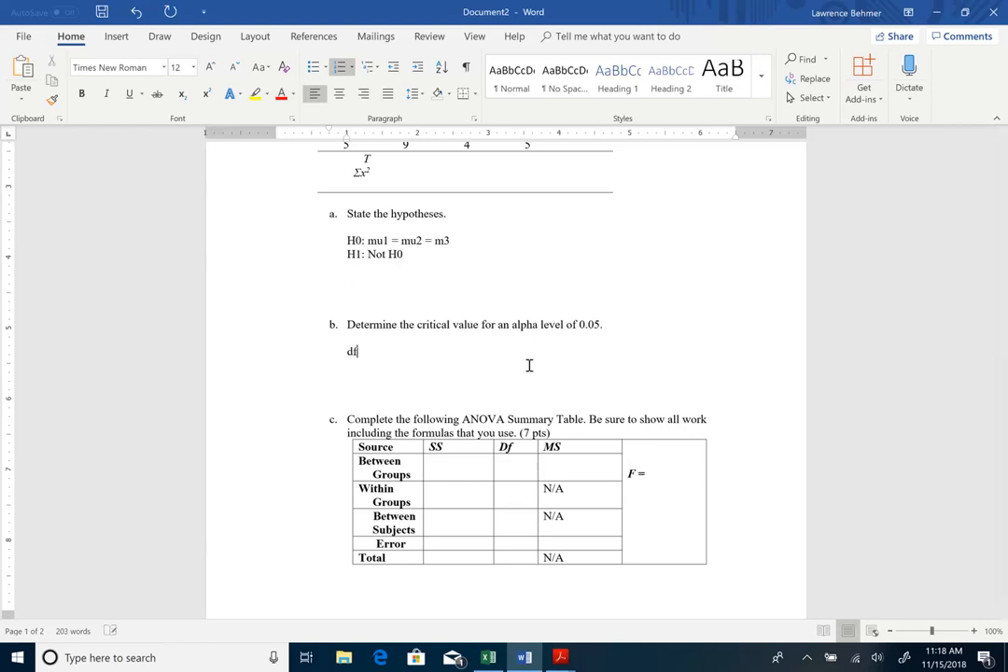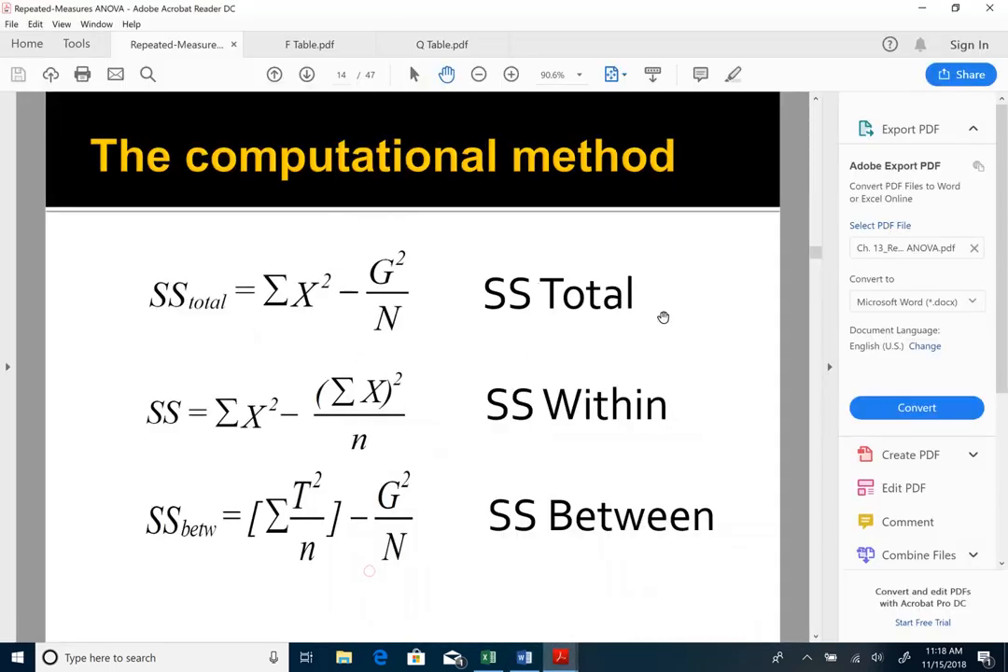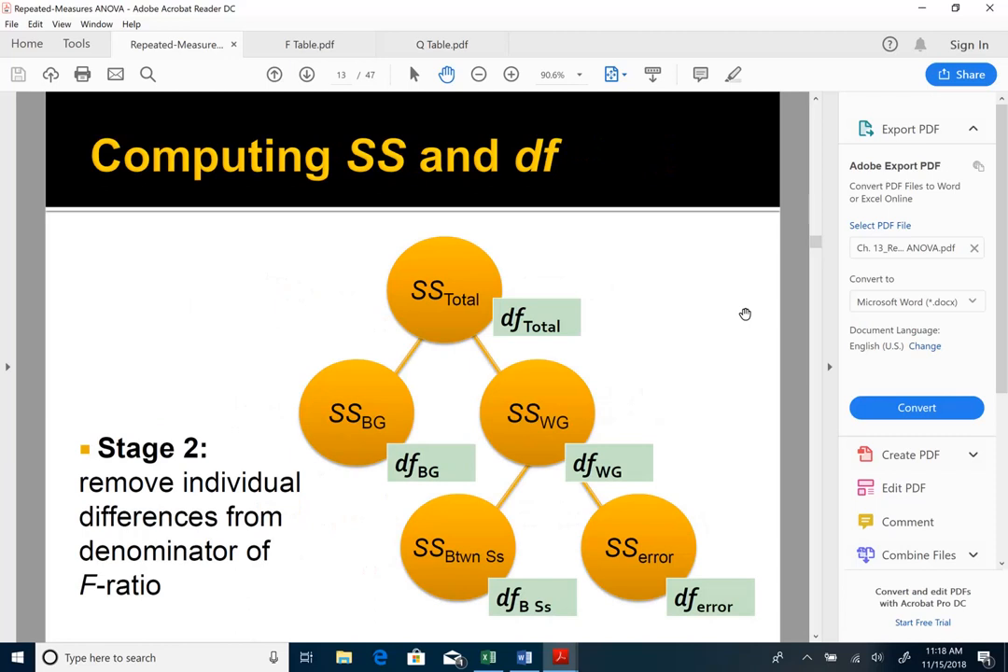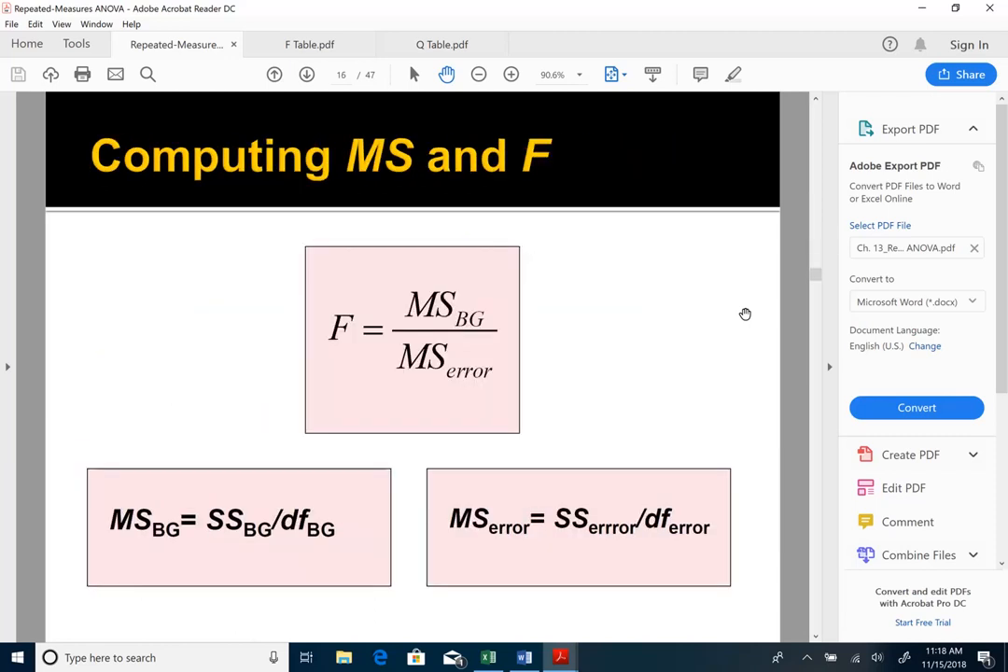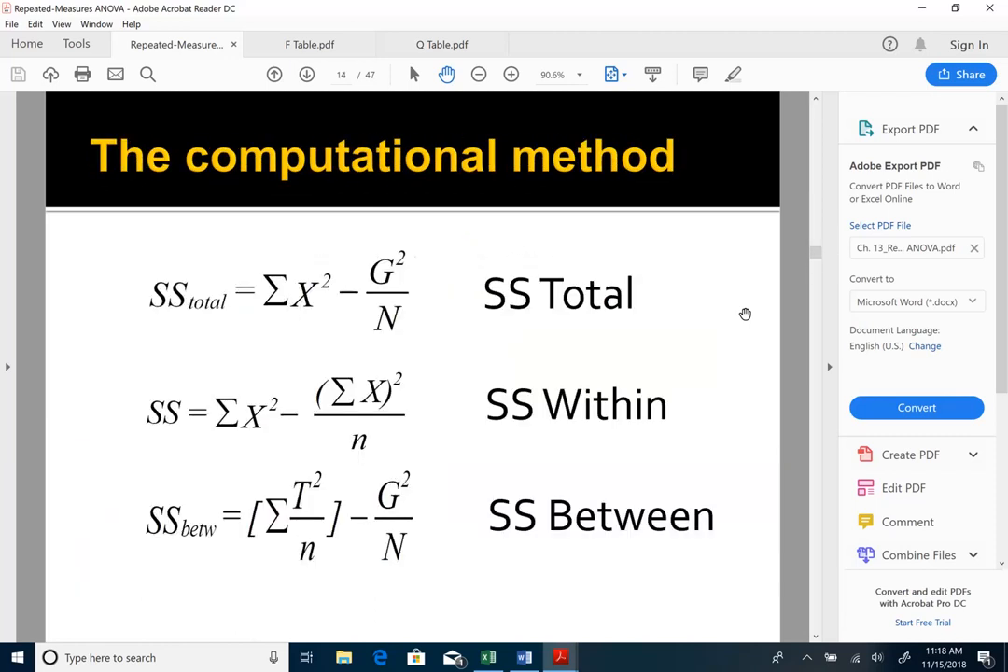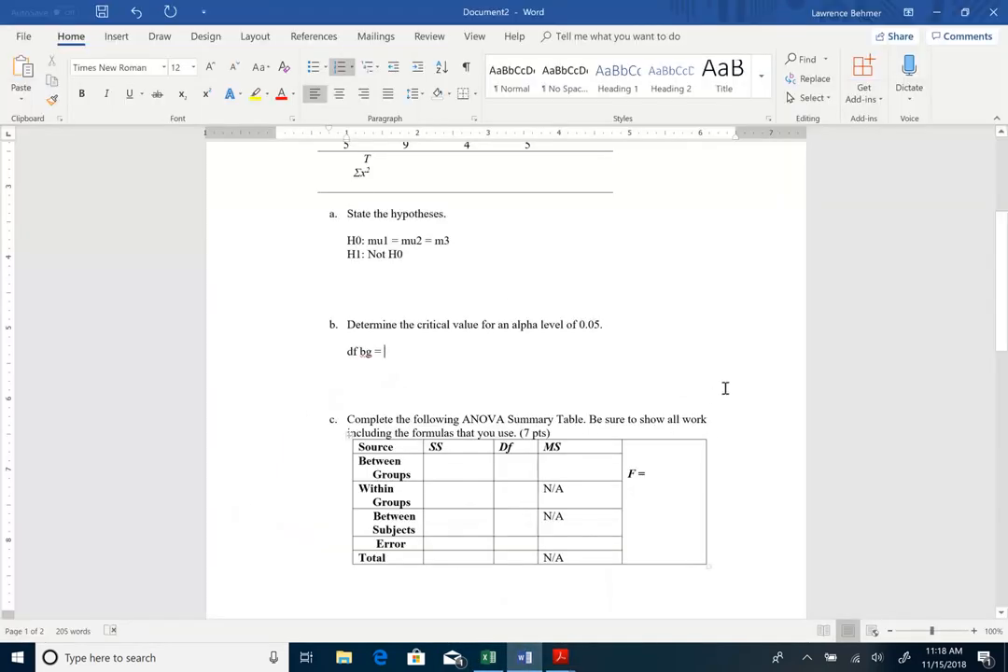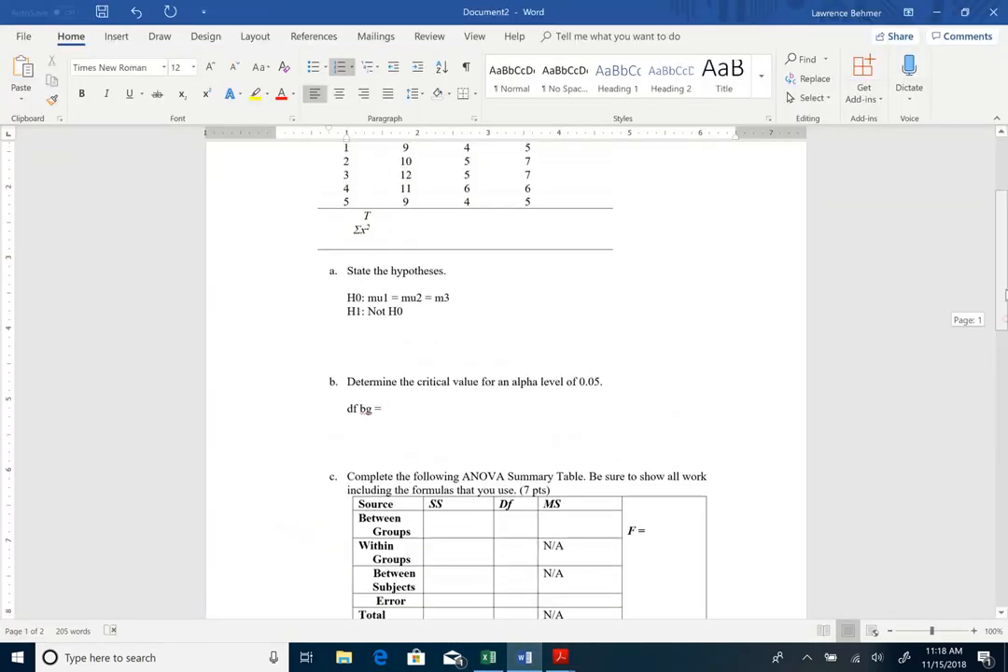So dfbg, right? That is nothing more than number of cells, right? Here, I should have all of this in the slides. I don't know if I have the degrees of freedom in here. I probably don't. That's all right. It's number of cells, right? Degrees of freedom for between groups is number of cells minus 1. Or number of levels.